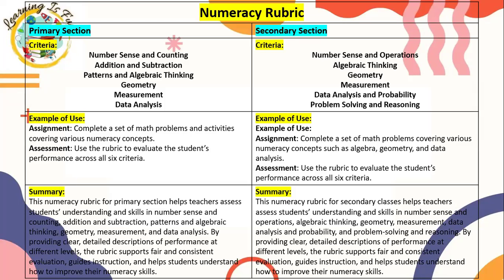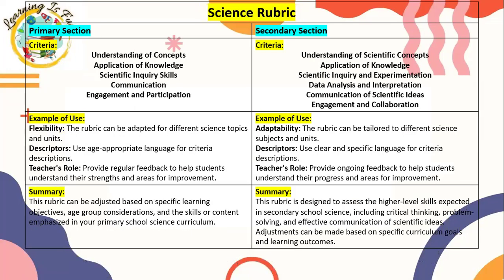Generally, you can also make a rubric with the topic separately. Science rubric. Now, for the science rubric, you have to check understanding for every topic or every unit. These key points are there to assess them: understanding of concept, application of knowledge, scientific inquiry skills, communication, engagement, and participation. This is for the primary section.